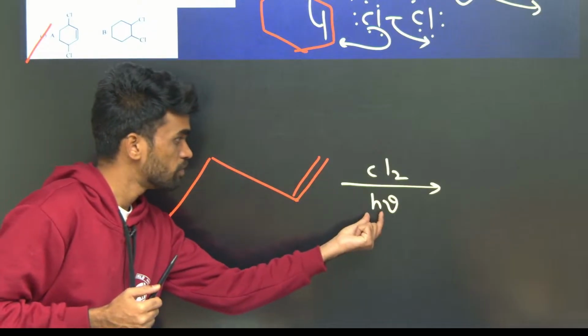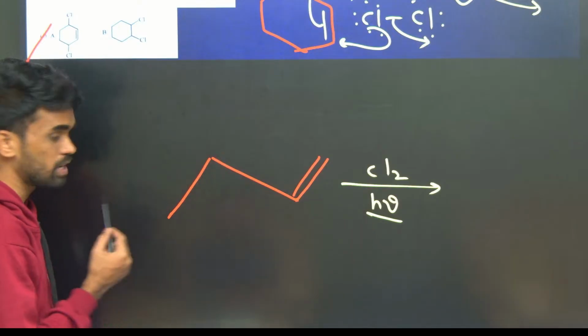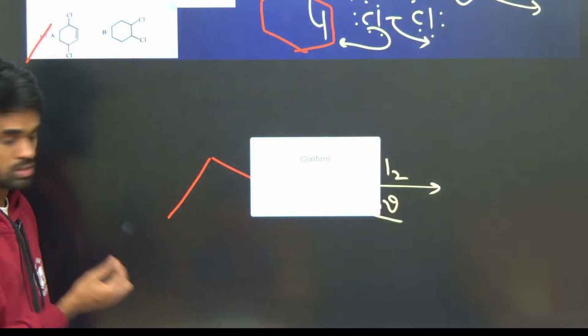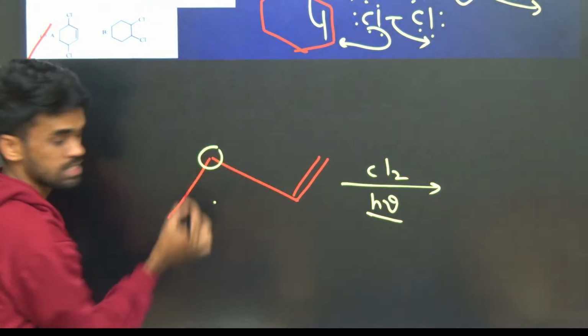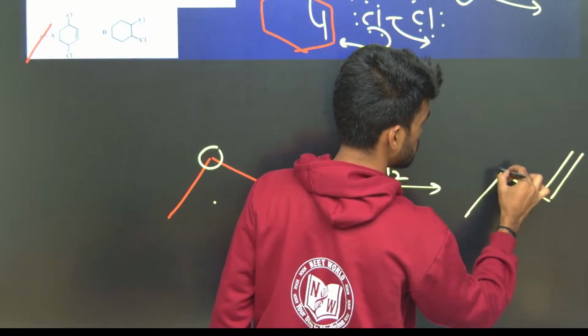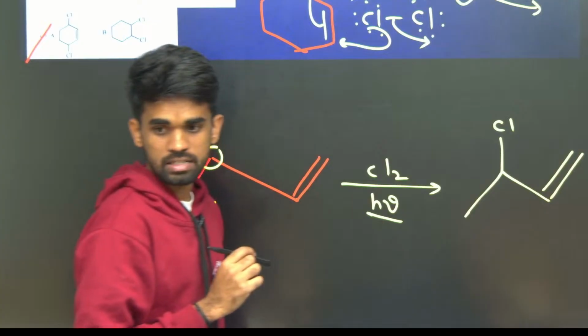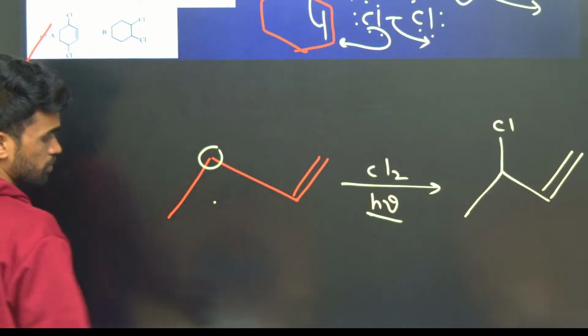This double bond. Whenever you have sunlight, what did I tell you? Allylic position. So where do we have the allylic position? This is the site. So what should I do? Remaining as it is, you put one chlorine here, that's it. This will be your answer. Is that clear?